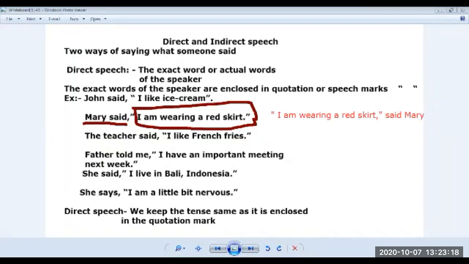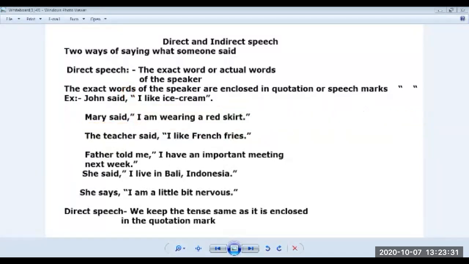Sorry. Outside the speech mark. Yeah. And here it is inside the speech mark, inside the quotation mark. So you have to be mindful of that. So let's change the other sentences over here.